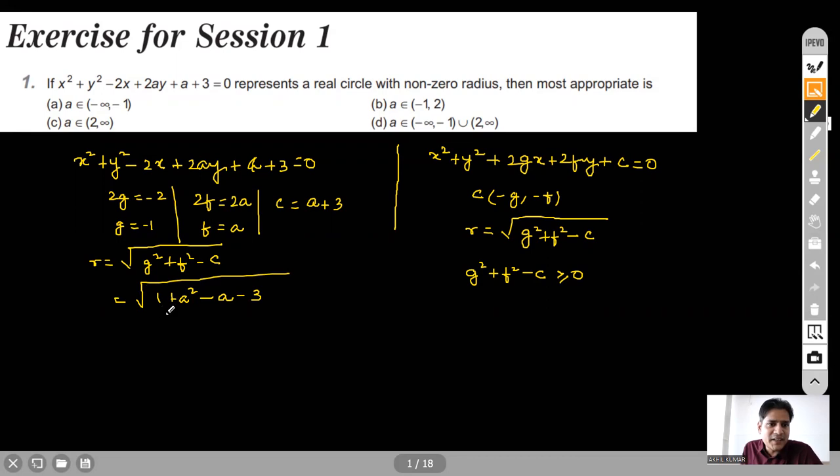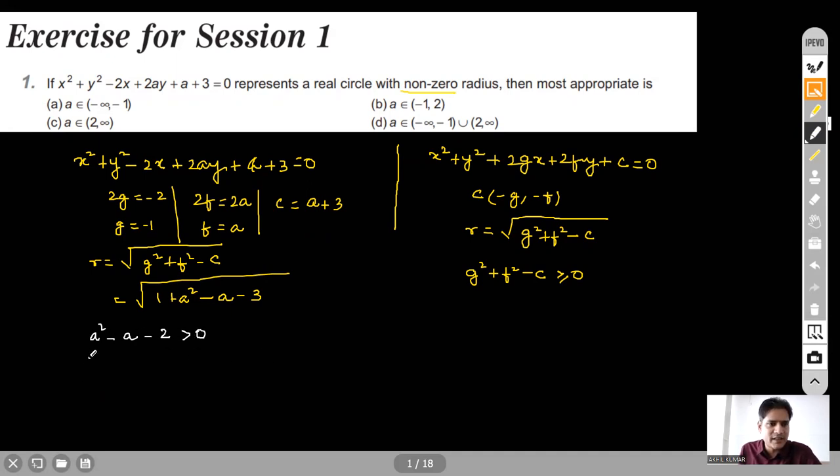So the thing under this square root must be greater than or equal to 0 for a real circle to exist. In fact, it will not be equal to 0 also, because it is given that the circle has non-zero radius, so this radius cannot be 0. So it must be greater than 0, right? So we can say a square minus a, and 1 minus 3 is nothing but minus 2, right? So a square minus a minus 2 must be greater than 0 for a real circle to exist. For a real non-zero radius to exist, this quadratic must be greater than 0.